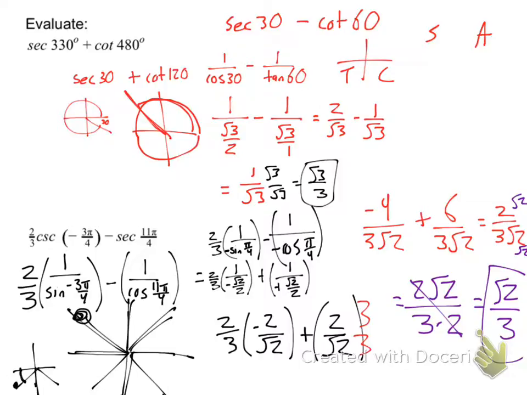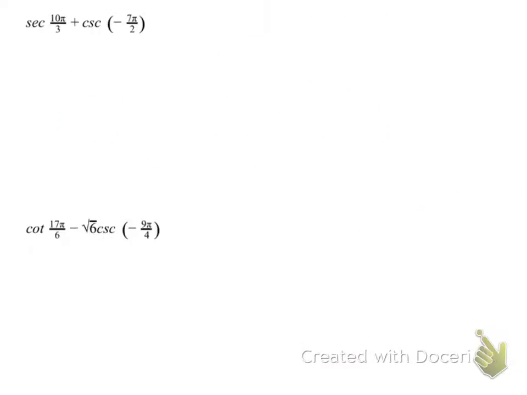answer. Now, where will your calculator help you? The answer you get from putting this on your calculator should match when you divide those two on your calculator. Then you can say, yep, I did things right. But other than that, no calculator was even used for this process. And they shouldn't be used. So in that case, do the next one. Secant of 10 pi over 3 plus cosecant of a negative 7 pi over 2.